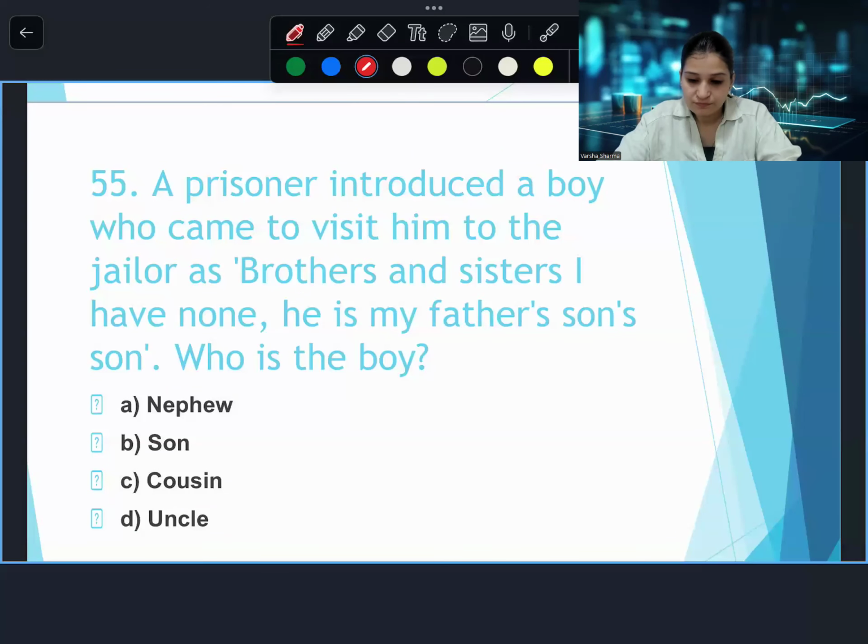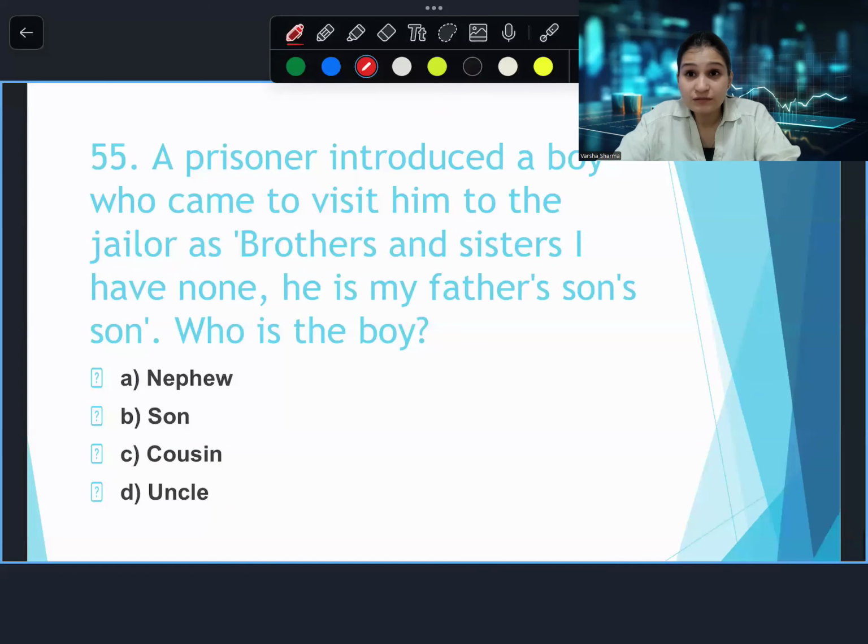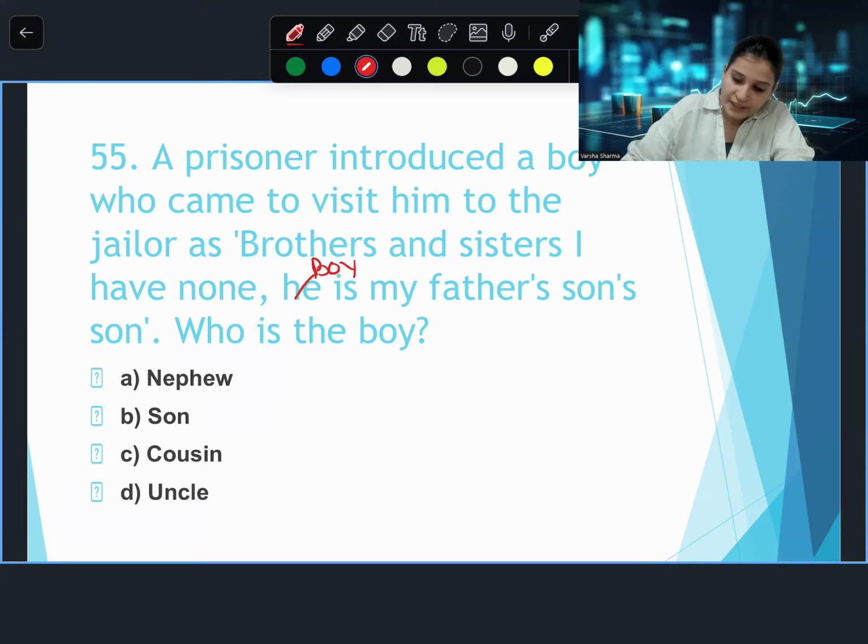55. Son. A prisoner introduced a boy who came to visit him to the jailer as: brothers and sisters, I have none. The prisoner has no brother and sister. He, that means the boy, is my father's son's son. That means prisoner's.